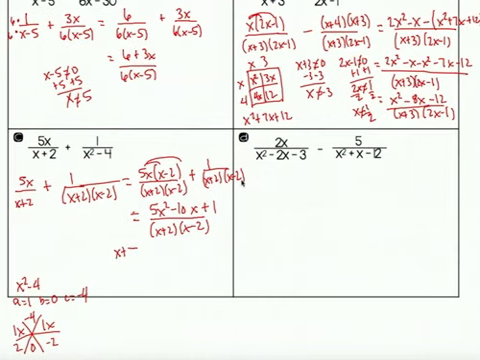So to get my excluded values, I'd say x plus 2 cannot equal 0. So x cannot equal negative 2. And x minus 2 cannot equal 0. So x cannot equal positive 2.